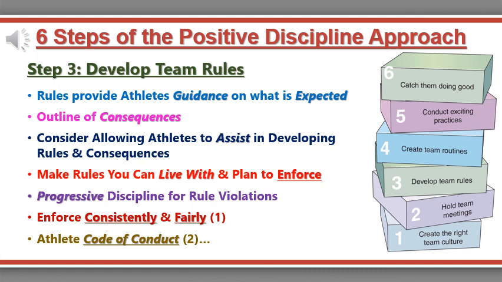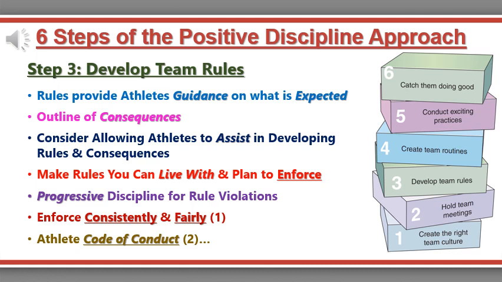But don't make rules that you're not going to enforce, that you're not going to live with, that don't fit your philosophy. Don't make so many rules that you have to overrule yourself either. Have enough rules that cover some important situations, and then you can always have some other rules as needed. But don't make ones that you're really not going to follow, because then you get caught up. Like I said, with progressive discipline for rule violations, try to have a little bit of a range. Enforce consistently and fairly.